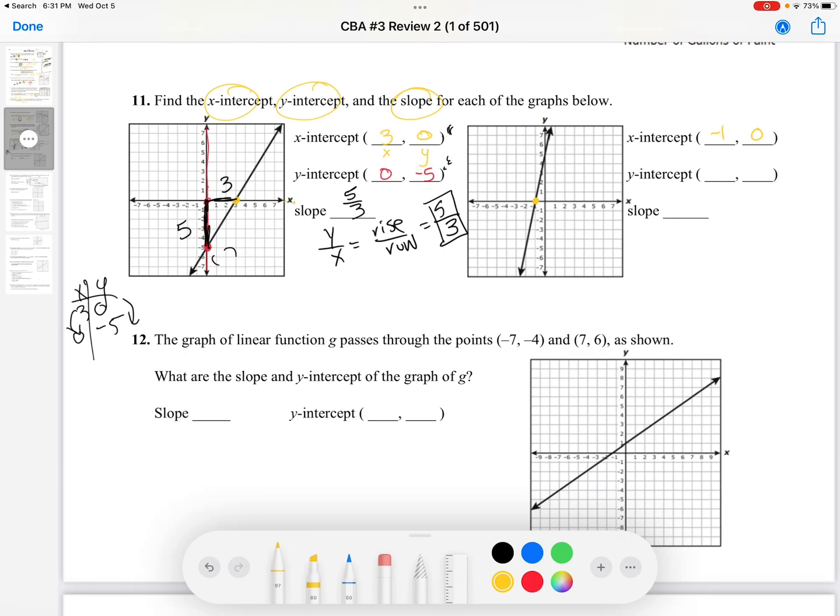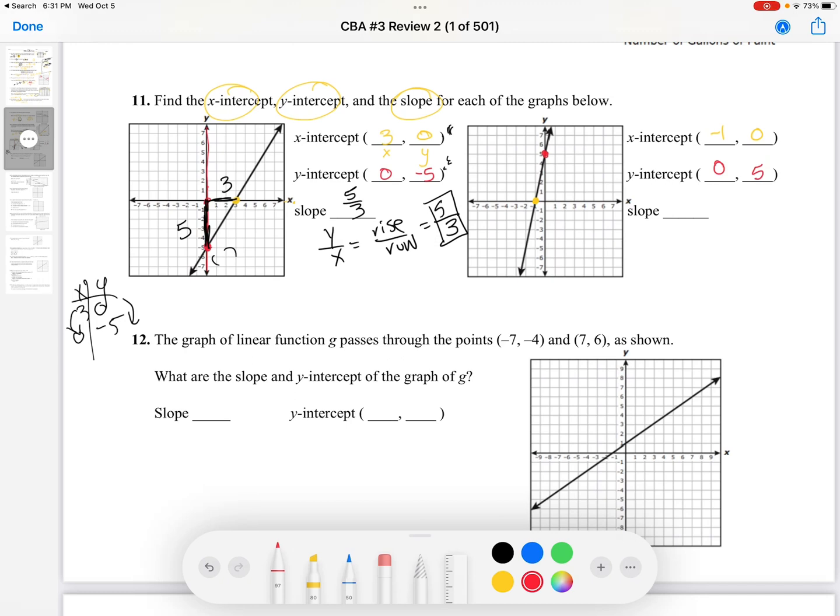And then for the Y-intercept, we go along the Y-axis, look for where the graph is. It may be tempting to say 4, but it's just beyond 4 at 5. So for the Y coordinate, we put 5. And for the X coordinate, remember, X is 0. So we put 0. Okay?